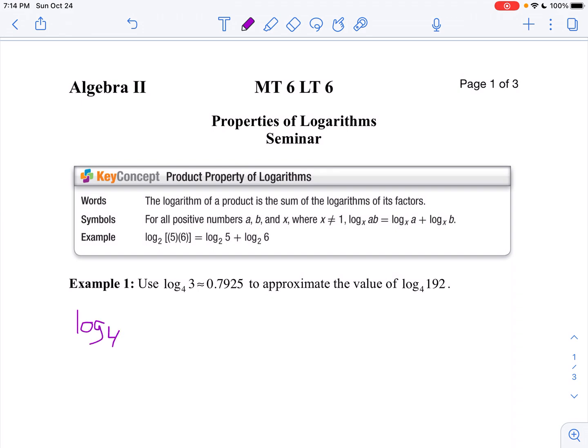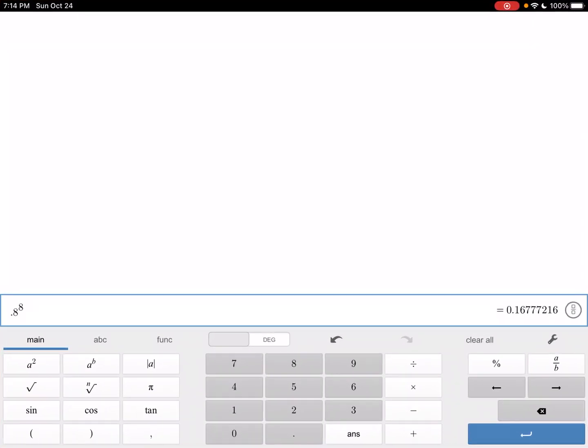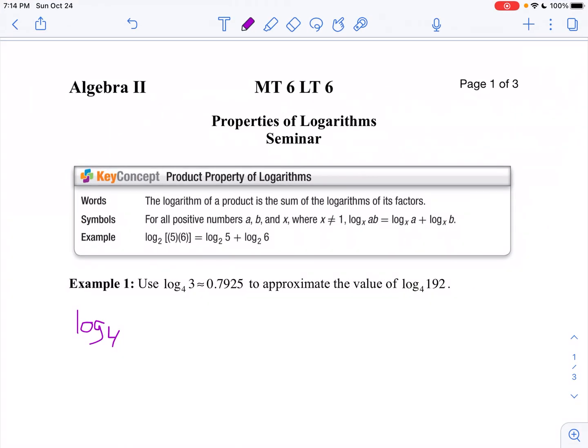Now let's take 192 divided by 3. I do believe that is 64, but I want to double check that just to make sure. So you take 192 divided by 3, and we get 64. So it's the same thing as 3 times 64, which is the log to the base 4 of 3 plus the log to the base 4 of 64.